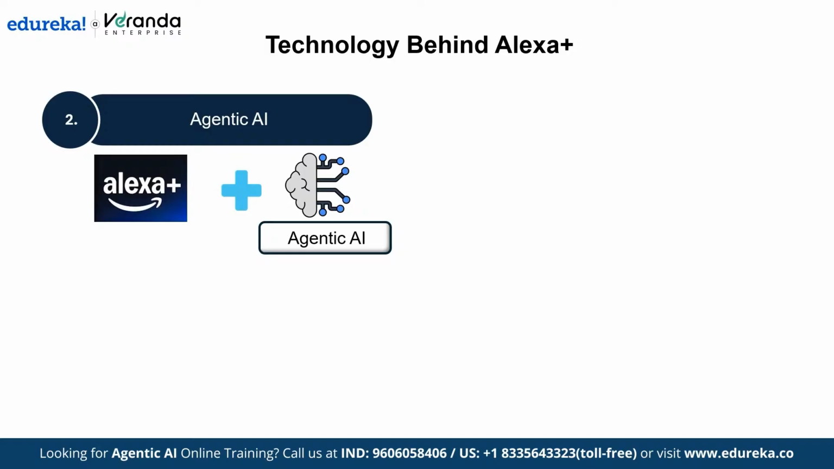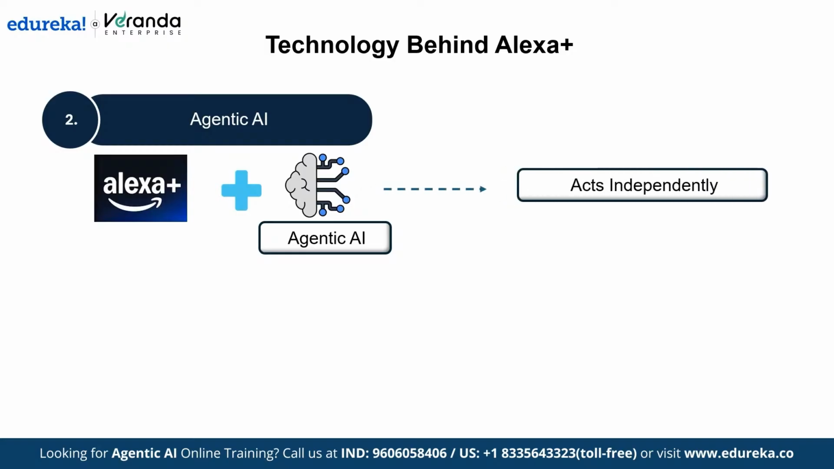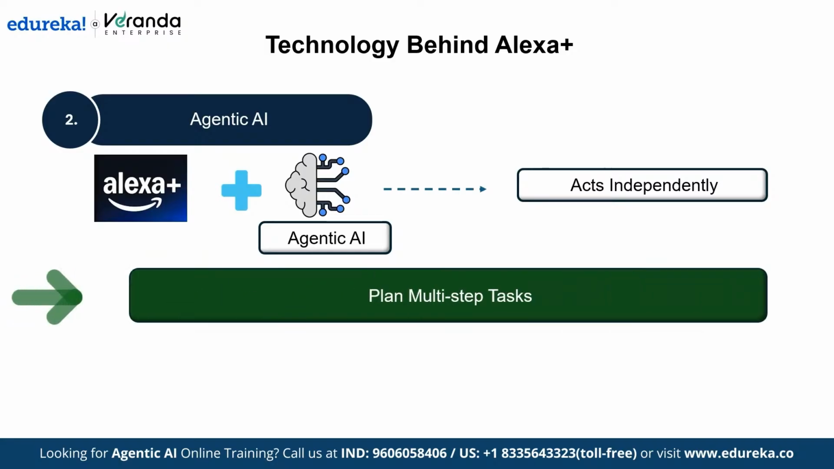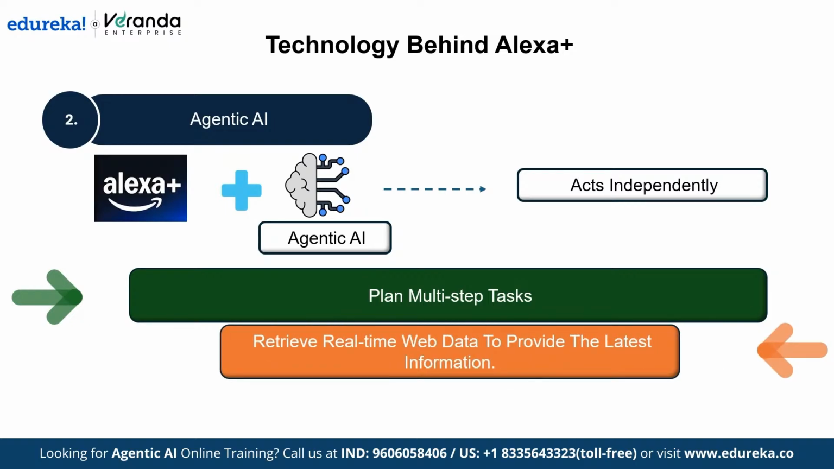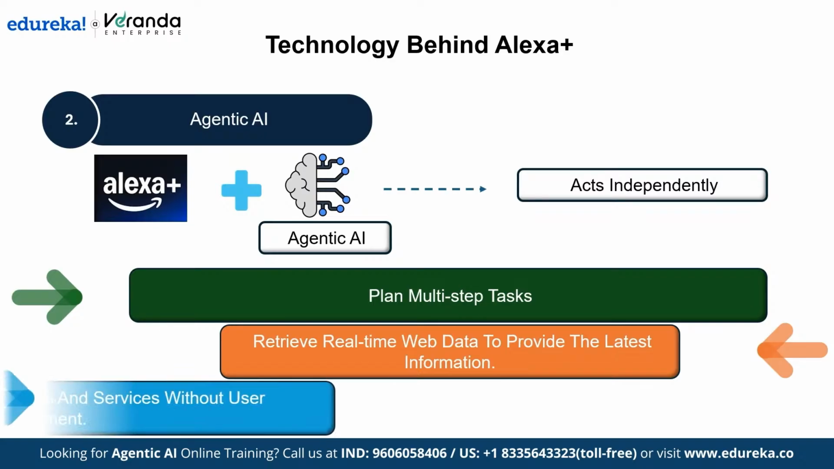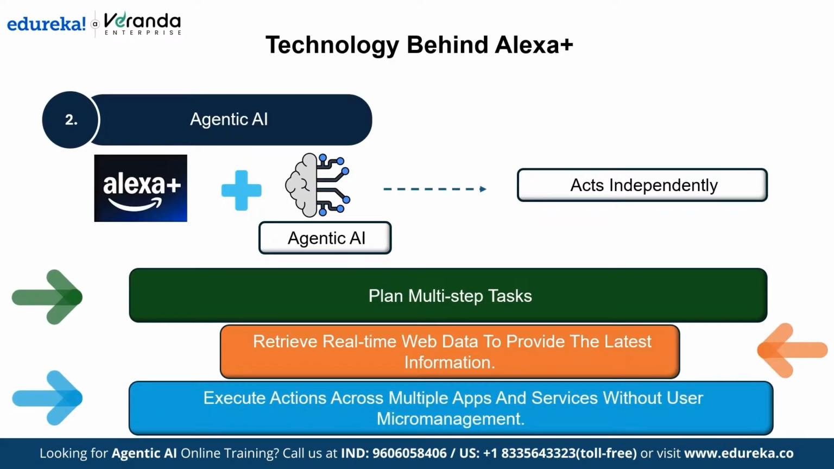The next technology is Agentic AI, enabling proactive and autonomous actions. Beyond just responding to commands, Alexa Plus integrates Agentic AI models, which allow it to act independently. Built on RAG and action models, it can plan multi-step tasks, for example finding a restaurant, booking a table, and arranging transportation. It retrieves real-time web data to provide the latest information and executes actions across multiple apps and services without user micromanagement. This enables a fully autonomous AI assistance experience, reducing the need for manual user input.